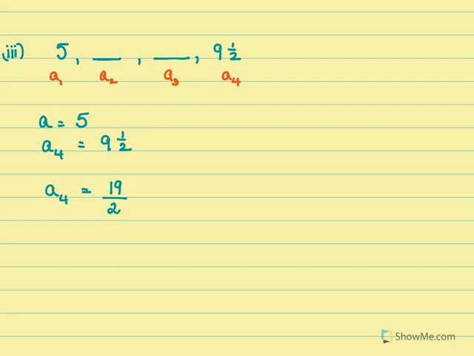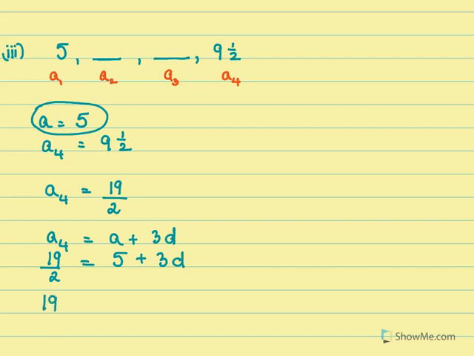19 by 2. But my fourth term formula is A plus 3D. So 19 by 2, which is my fourth term, equal to A. A is 5, we know here it's given to us. A is 5 plus 3D. So 19 equal to, I take 2 on the other side, becomes 2 times (5 plus 3D).